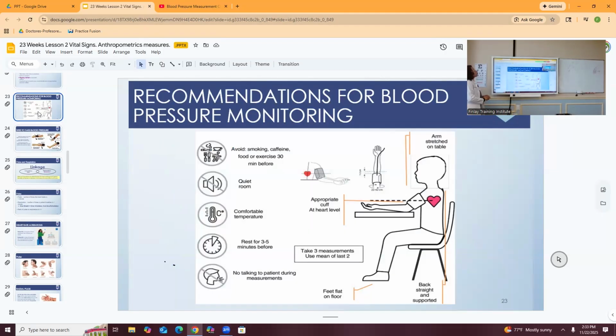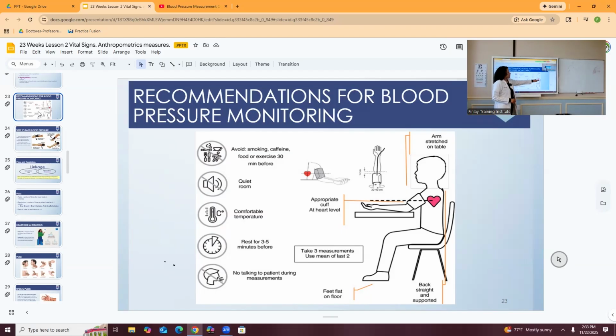To make sure that the blood pressure is a good blood pressure, we have to make sure that the position of the patient is a good position. We're going to allow the patient to rest for 3 to 5 minutes after we walk them and put them in the room. We're going to ask them to put the feet flat on the floor, okay? Not crossing the leg or sitting on the leg. It's both feet flat on the floor.